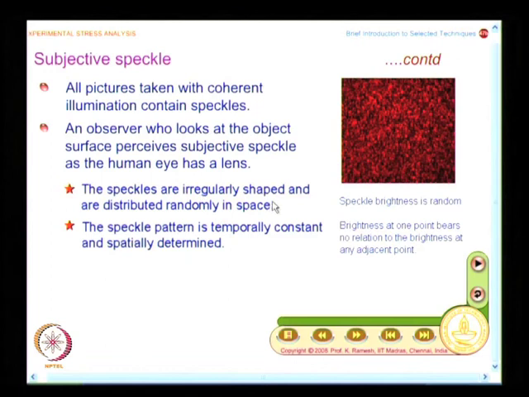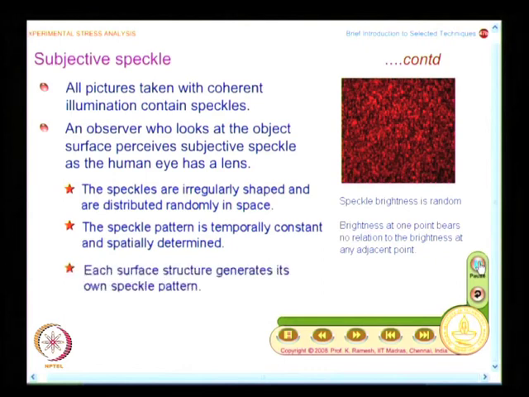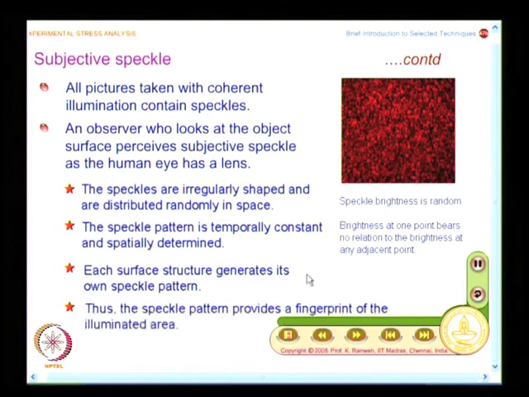Speckles are irregularly shaped and are distributed randomly in space. It is temporally constant and spatially determined, and I also find each surface structure generates its own speckle pattern. If I change the structure, the speckle patterns will also be different. Thus, the speckle pattern provides a fingerprint of the illuminated area. It is like a fingerprint.